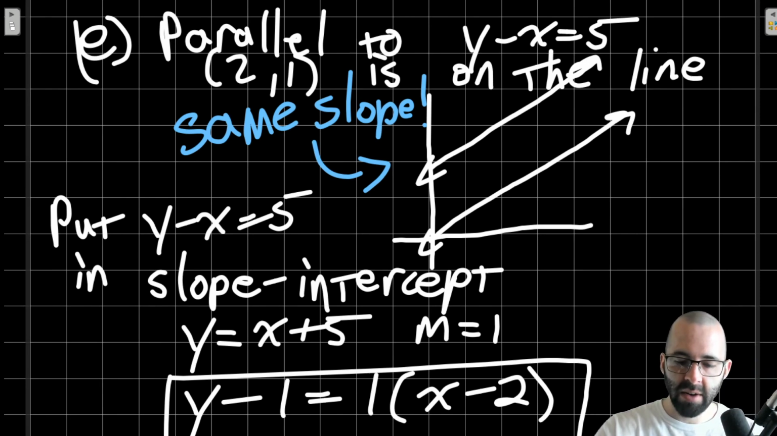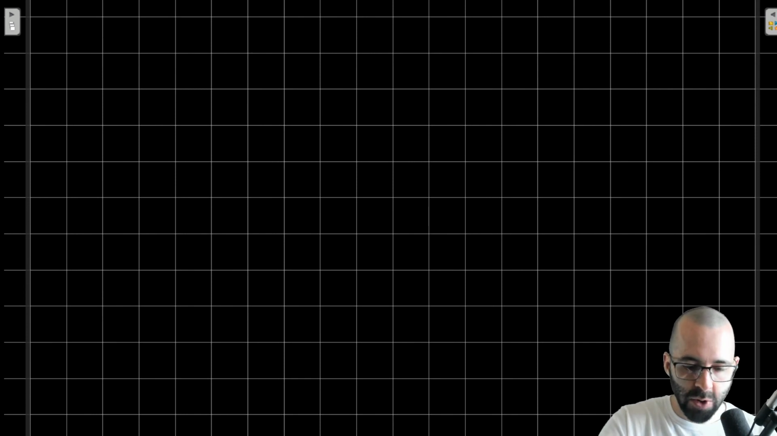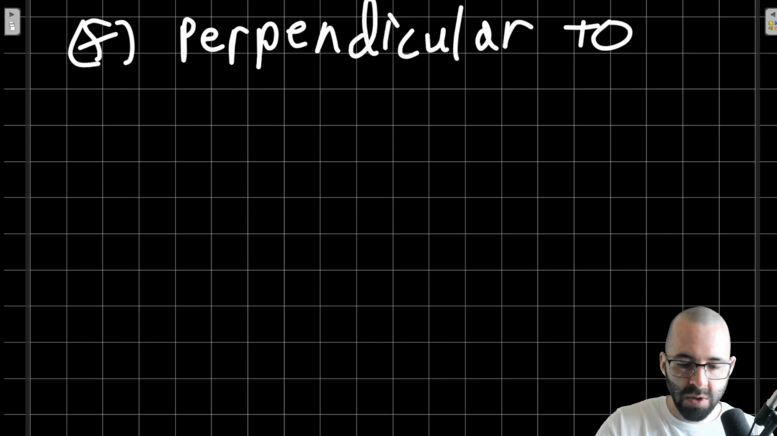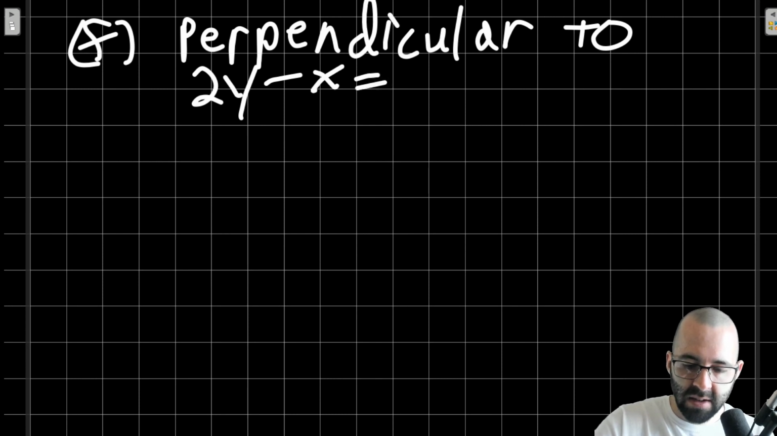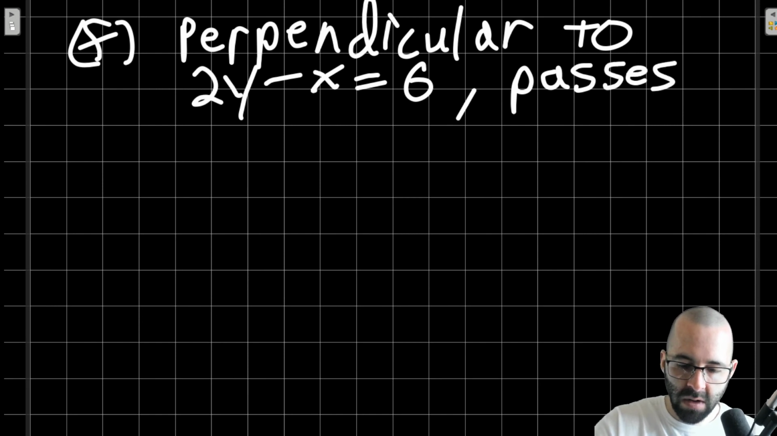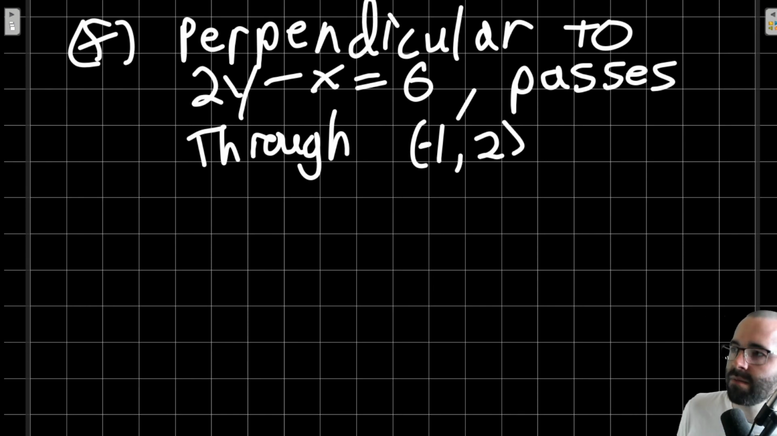All right. Last one, very, very similar, okay, is going to be how to do one where it's perpendicular, okay? So part F, something that's perpendicular to the line, let's say 2y minus x is equal to 6, and it passes through the point 1, 2. Oh, let's do negative 1, 2. We haven't done a lot with negatives today.